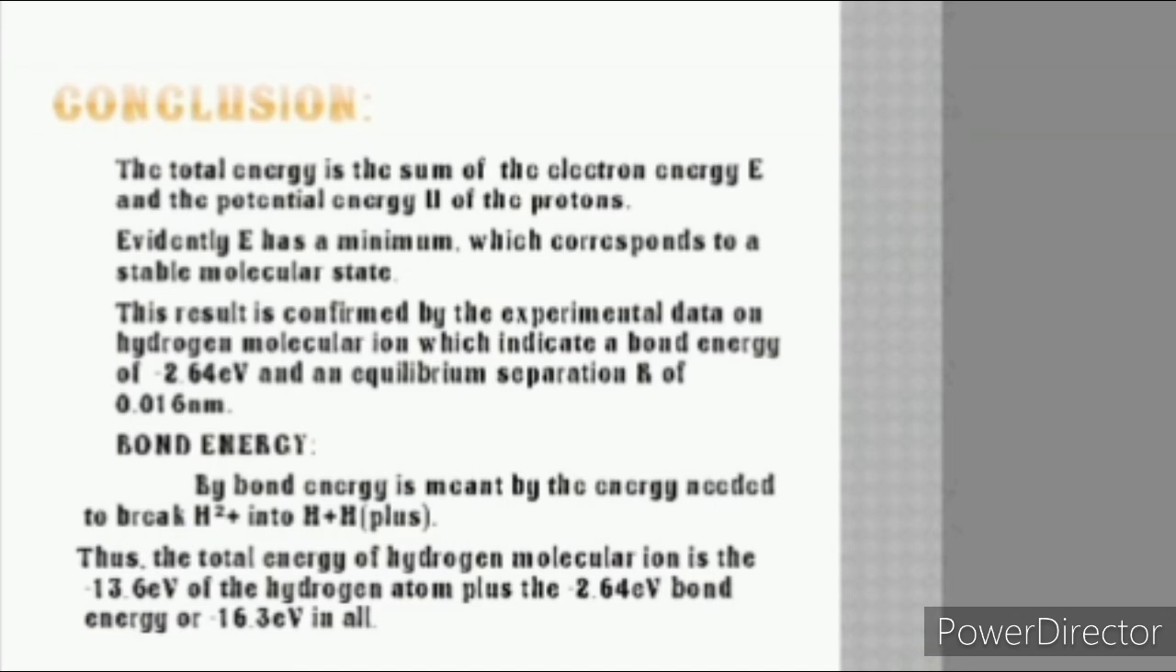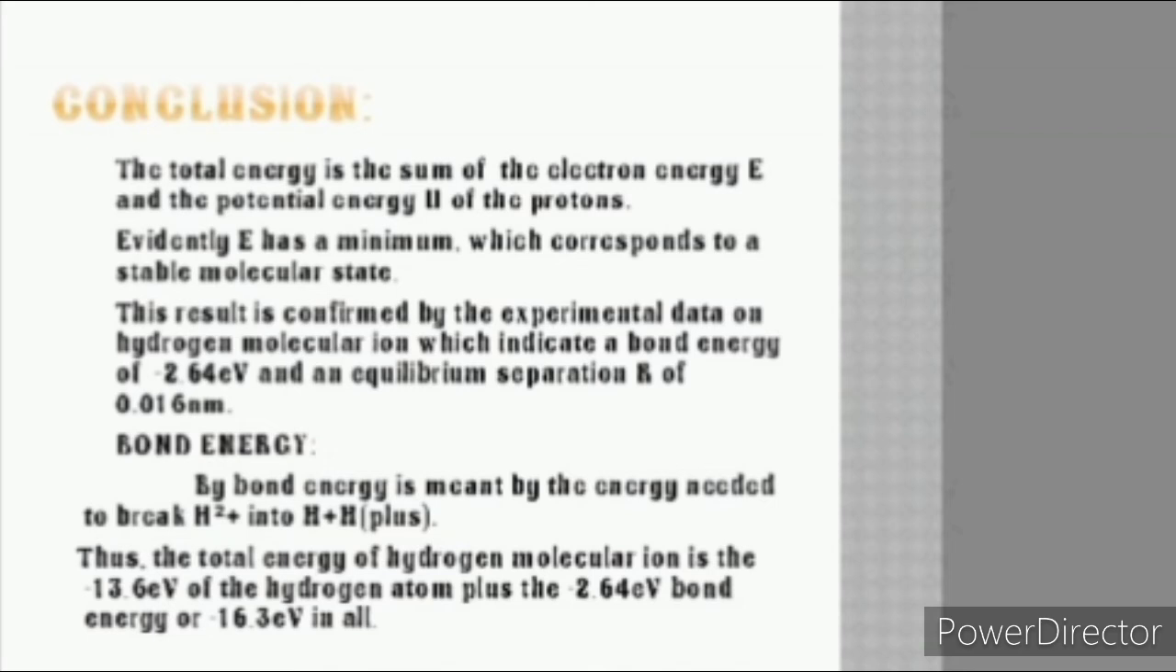So the total energy of the hydrogen molecular ion is minus 13.6 electron volts, which is the ground state energy of the hydrogen atom, plus the bond energy, or the dip which is shown here, which has energy minus 16.3 electron volts. So the total energy is equal to the ground state energy of the hydrogen atom plus the bond energy, or we say the dip's energy, that is 16.3 electron volts. So this is all about the symmetric state.